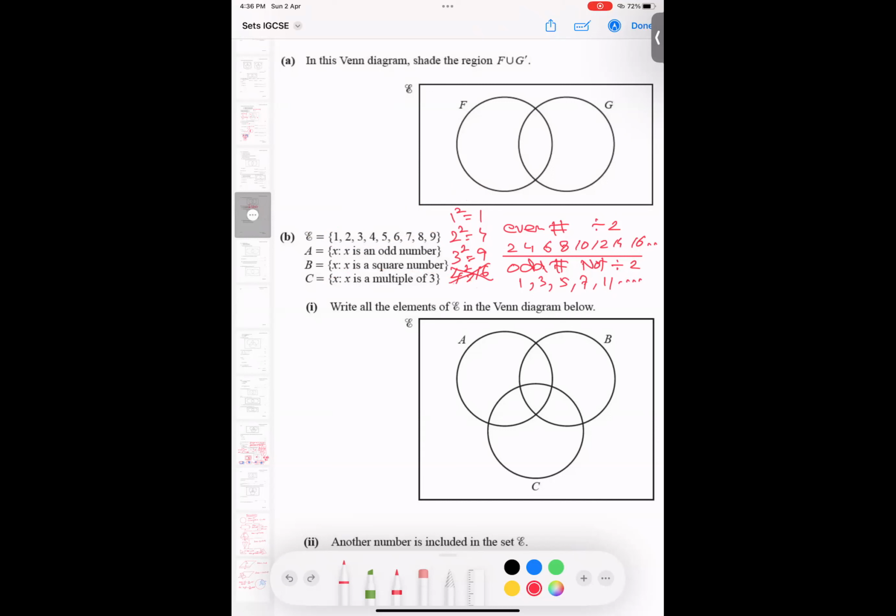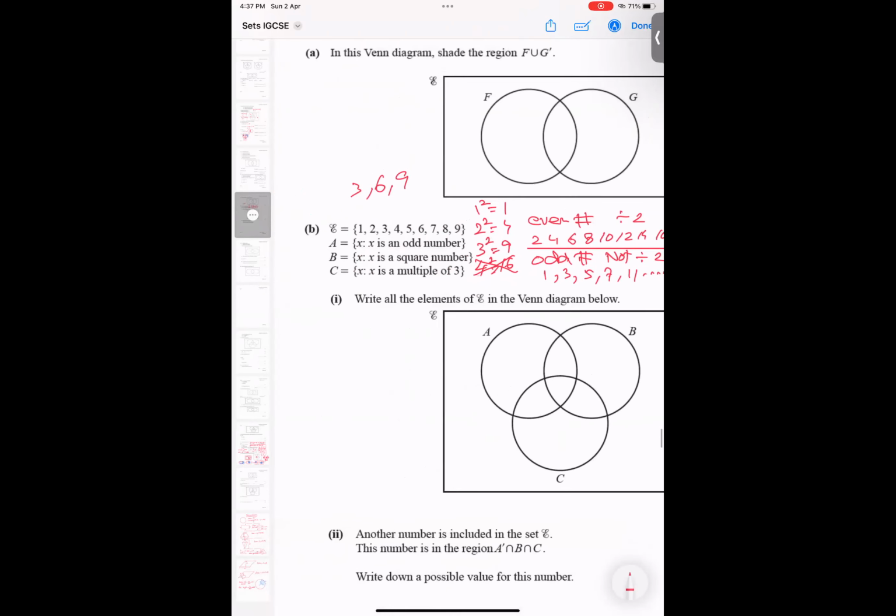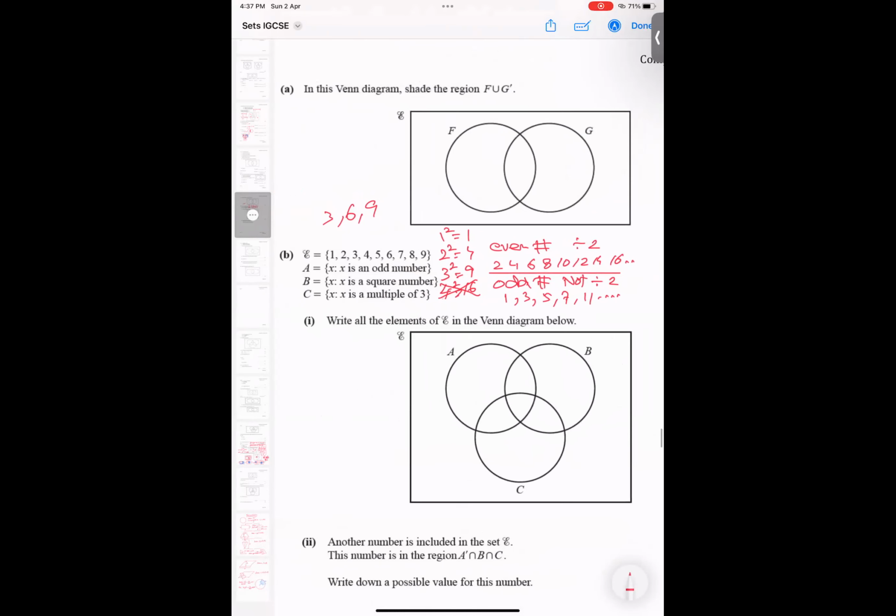It means the table of 3. 3 ones are 3, 3 twos are 6, 3 threes are 9, 3 fours are 12. But 12 is not in the universal set, so I will not take 12. I hope you got the point. Please take your time and try to solve this full question, and then inshallah, I will do the rest myself.